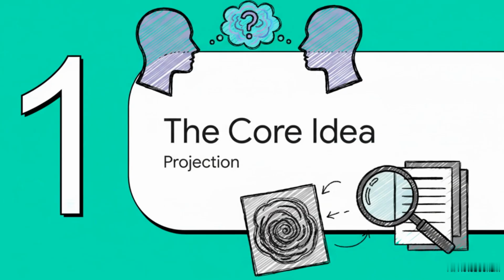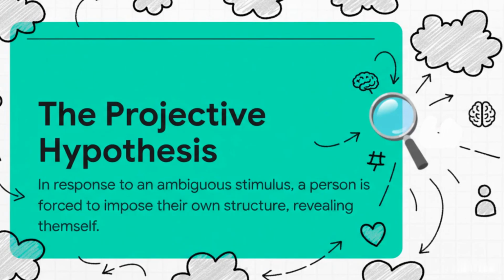All right, so let's get into the core idea here. What does projection really mean when we're talking about psychology? And more importantly, how do we use it as a tool? This is the bedrock of it all. It's called the projective hypothesis. And the idea is pretty simple, really. When you're shown something vague with no clear meaning, your brain can't help but try to make sense of it. And to do that, you have to project your own stuff onto it. Your own feelings, your needs, your conflicts. You're basically filling in the blanks with parts of yourself.